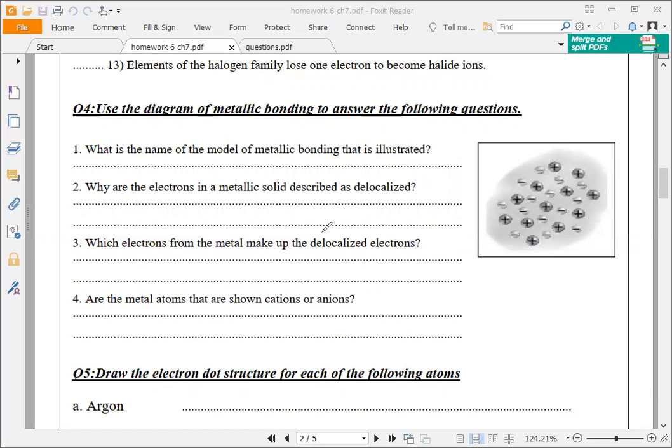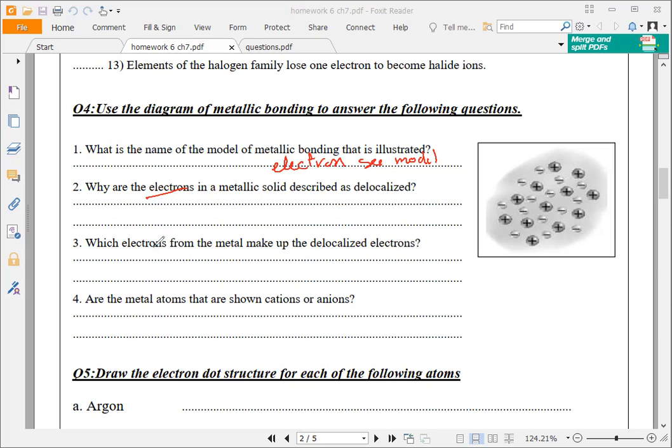Question 4. Use the diagram of metallic bonding to answer the following questions. Number 1. What is the name of the model of metallic bonding that is illustrated? It is the electron sea model. Excellent. Question number 2. Why are the electrons in a metallic solid described as delocalized? Because electrons are free to move from one atom to another. Excellent.